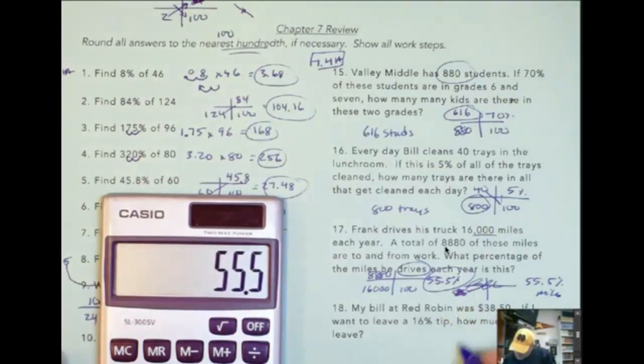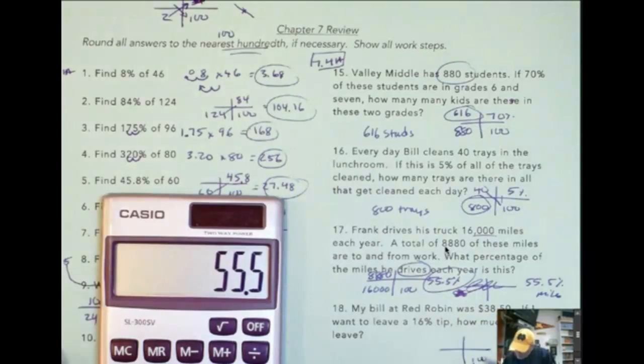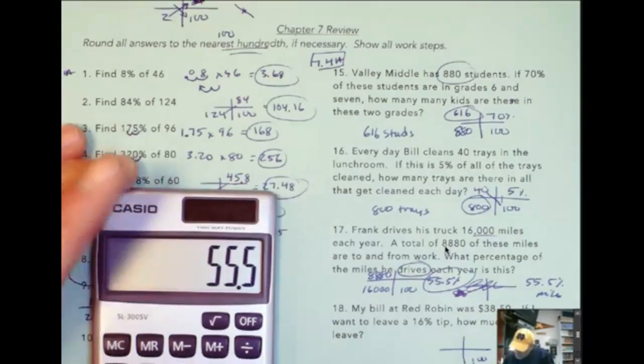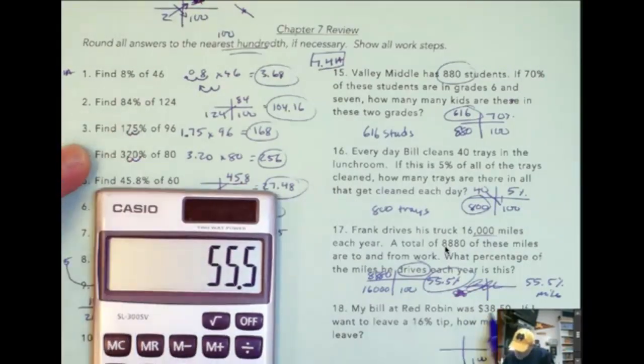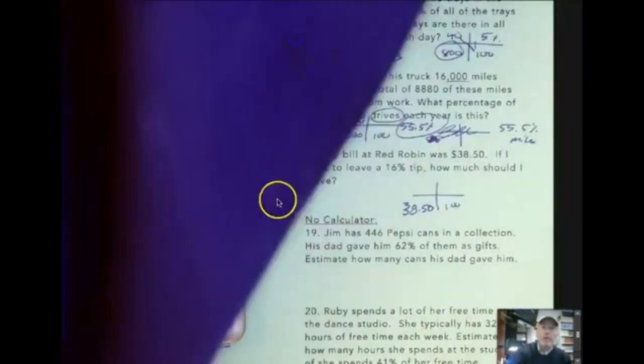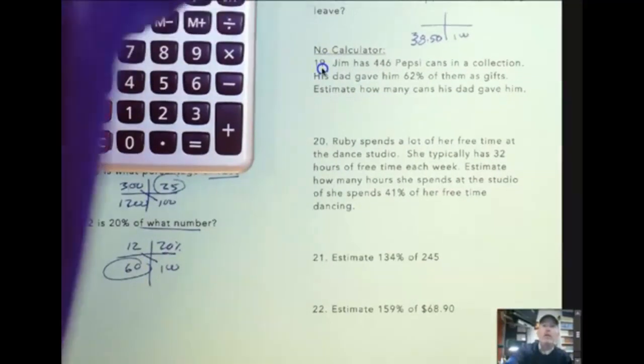All right, start off here again, get my 100 down here. Again, these are all 7.4a problems. My bill at Red Robin was $38.50. If I want to leave a 16% tip, how much should I leave? Well, the total was $38.50, so I'm going to put down 38.50. Slide that down so you can see. Get the rest of these in there.